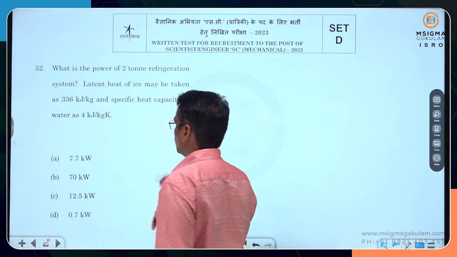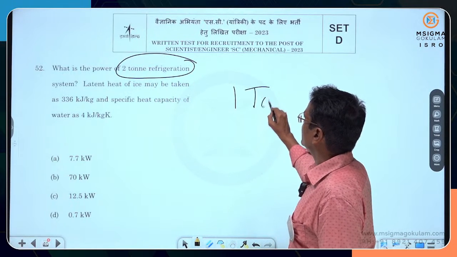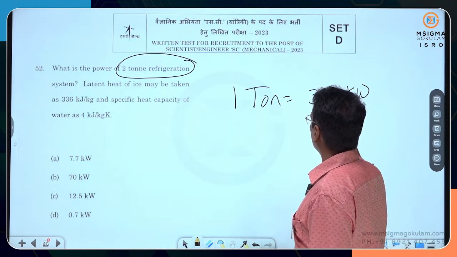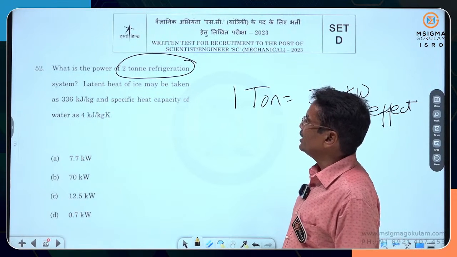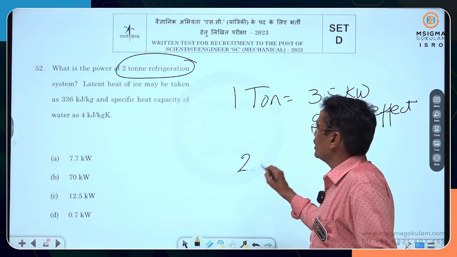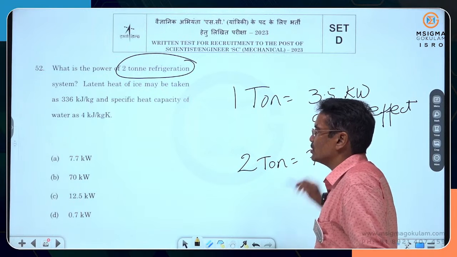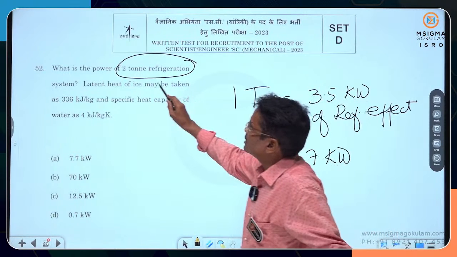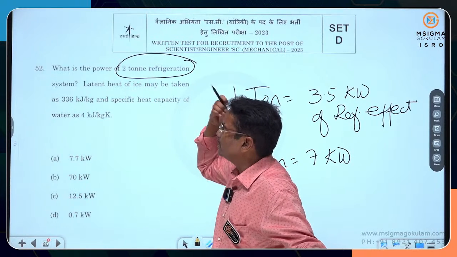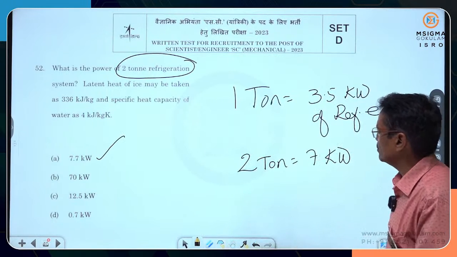Actually the question itself is wrongly set. What is the power of a 2 ton air refrigeration system that is given? 1 ton is approximately 3.5 kilowatts of refrigeration effect, and latent heat of ice and specific heat capacity are taken. Therefore 2 tons will be 2 into 3.5, approximately 7 kilowatts. But he has given 2 ton slightly more, 1 ton is 1000 kg, 1016 is the ton they call, so taking it that way the answer will be 7.7 kilowatts.